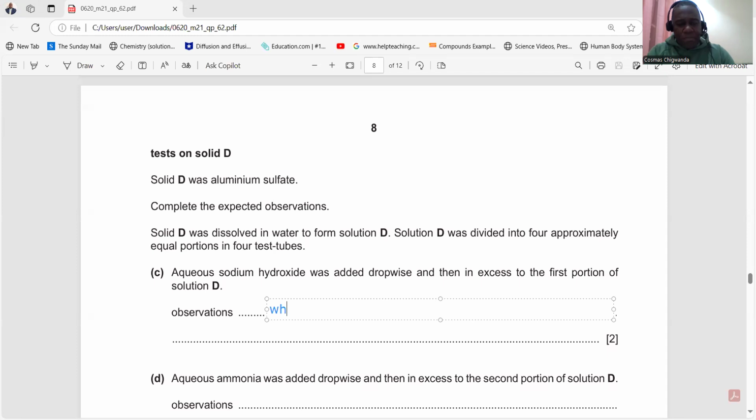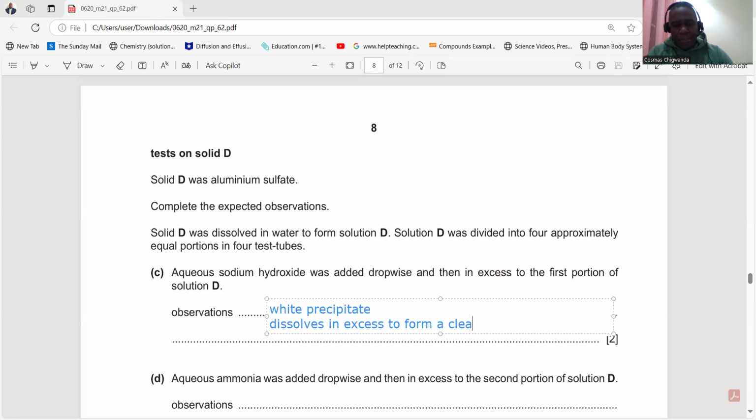So the first part of our answer is going to be white precipitate, okay? Not white solution, white precipitate, okay? White precipitate. And then what happens with this white precipitate? You see, the white precipitate dissolves, okay? Dissolves in excess. The white precipitate dissolves in excess to form a clear solution.